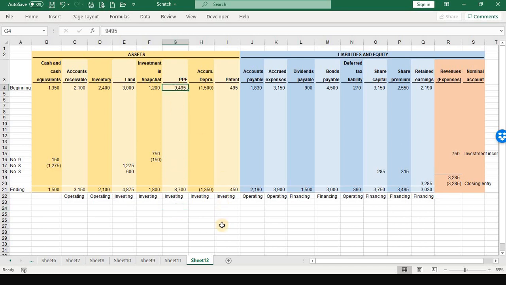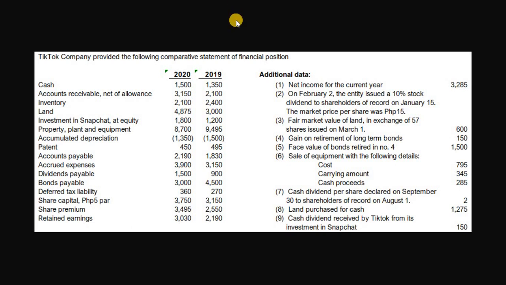The PPE has a beginning balance of 9,495 and an ending balance of 8,700. Let's check the additional data about transactions affecting PPE. So based on the additional data, we only have one transaction affecting PPE, and that is number 6, which is the sale of equipment with a cost of 795, carrying amount of 345, and cash proceeds from the sale of 285 pesos. So what is the journal entry to record the sale of equipment for cash?